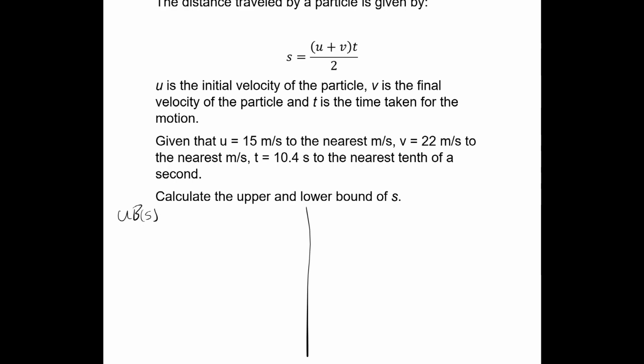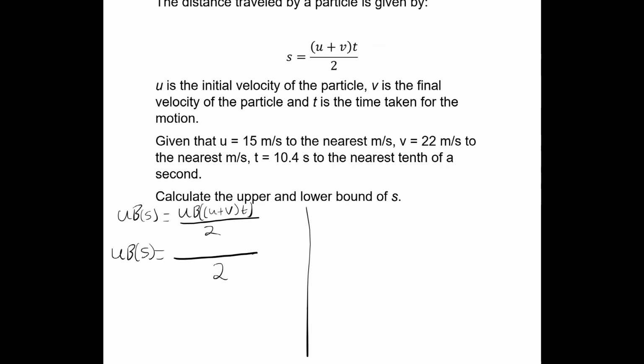The upper bound of s is going to require us to do the upper bound of the numerator. So we have the upper bound of (u plus v) t divided by 2. The 2 is just on its own, so we just leave that as 2. We can't change that. So we need the upper bound on the top of our fraction. So we need to do the upper bound of u and v, so that when we add them, we get the biggest possible value, and we then times by the upper bound of t.